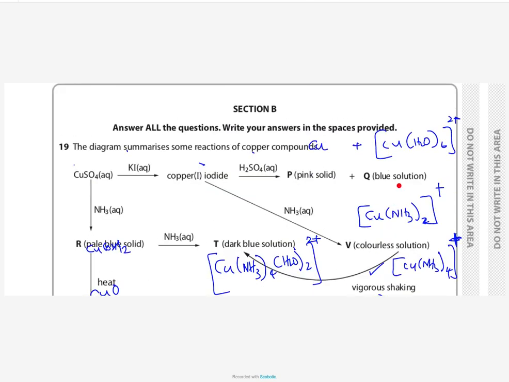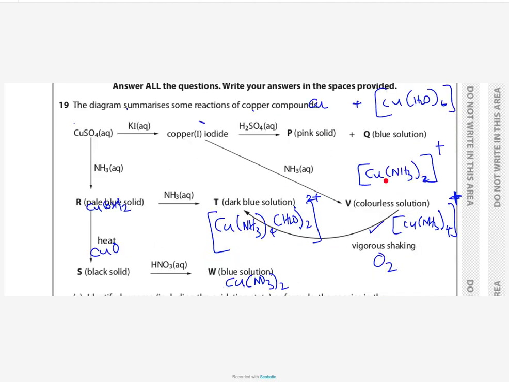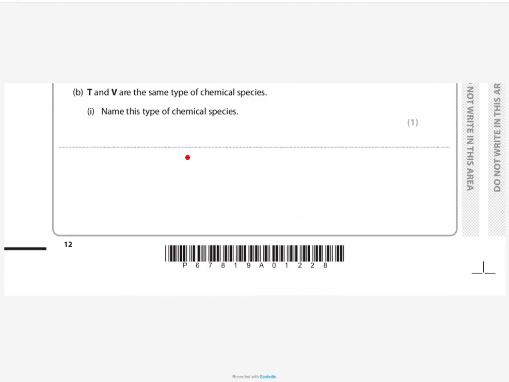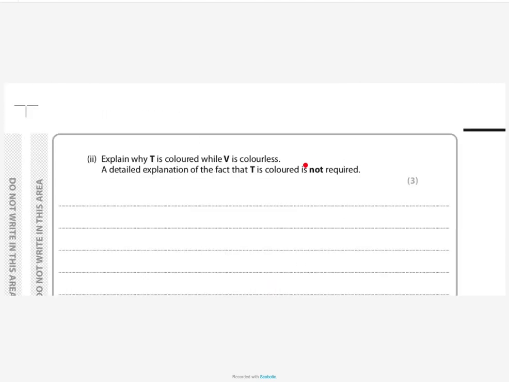They are complexes, right? This is a tetraammine or diammine copper complex. These are transition metal complexes. Type of chemical species: transition metal complexes.